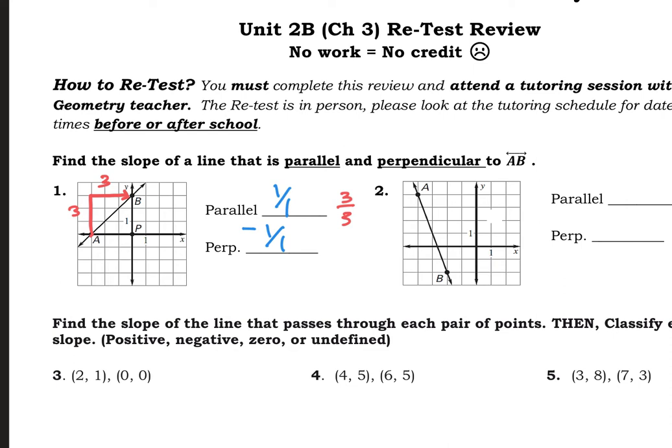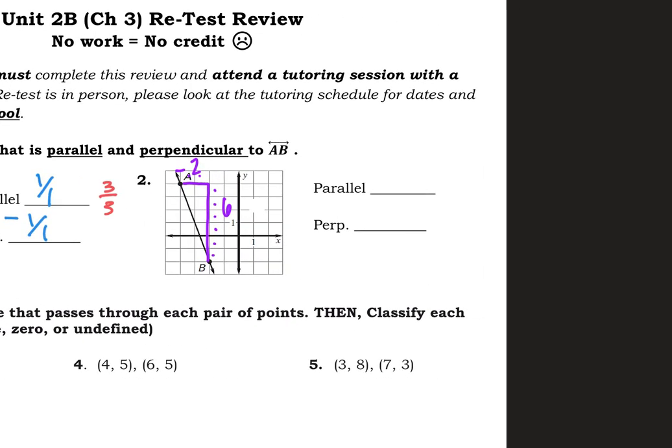Number 2, we're going to do the same thing. So we're going to go up, and then we're going to go over, connecting the 2 points. This time I went up 1, 2, 3, 4, 5, 6, and then I went over 2 in the negative direction. So 6 over 2, can I reduce 6 over 2? What is 6 over 2 reduced to? Can I divide 6 by 2? 3, good. So that would be 3 over 1 negative. So negative 3 over 1.